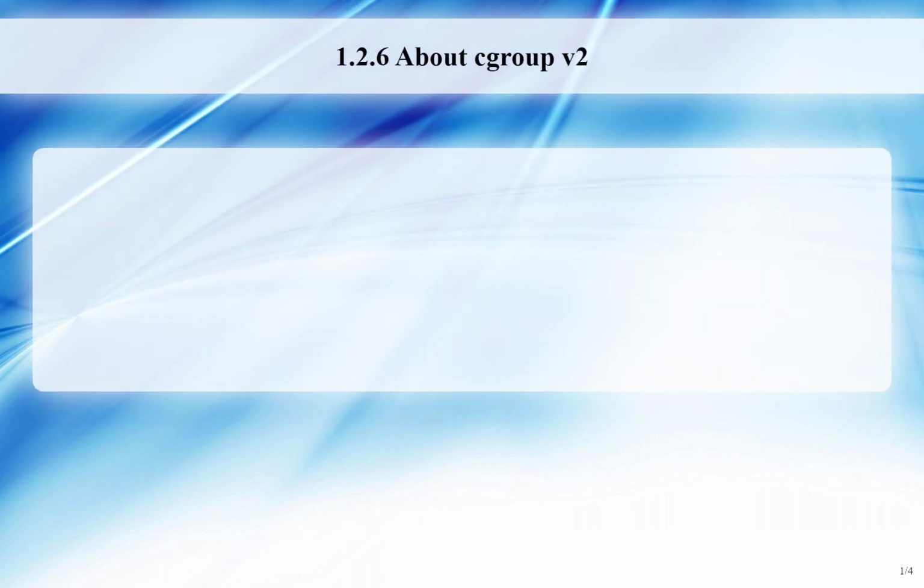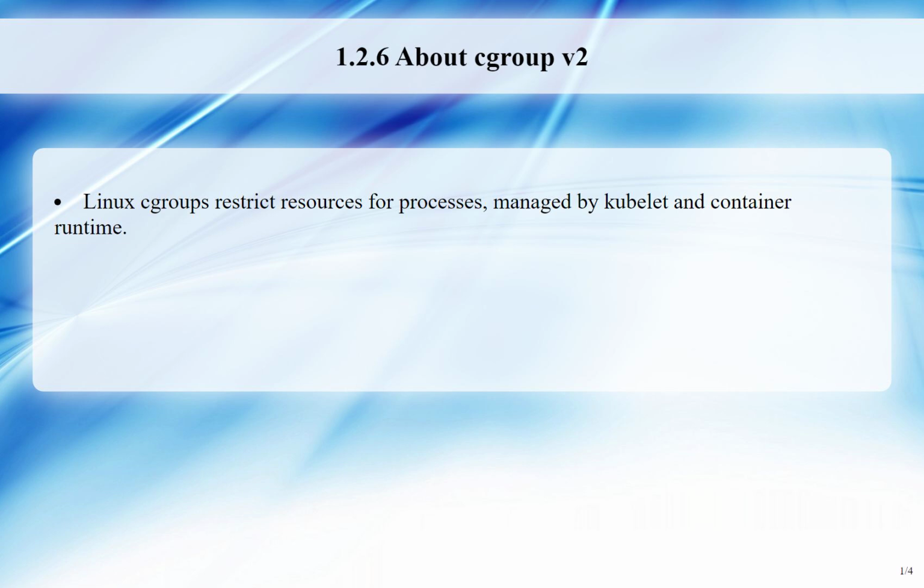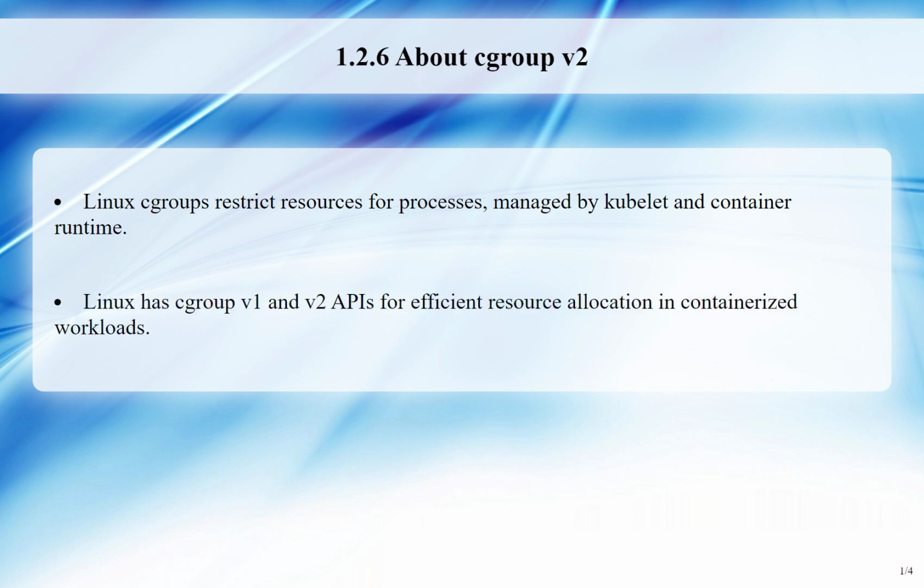Chapter 1.2.6 about cgroup v2. In Linux, control groups, cgroups, are used to restrict resources allocated to processes. The kubelet and container runtime interact with cgroups to manage resources for pods and containers, specifying CPU and memory limits. Linux has two versions of cgroups, cgroup v1 and cgroup v2, with cgroup v2 being the newer API generation. This system enables efficient resource allocation and management for containerized workloads.